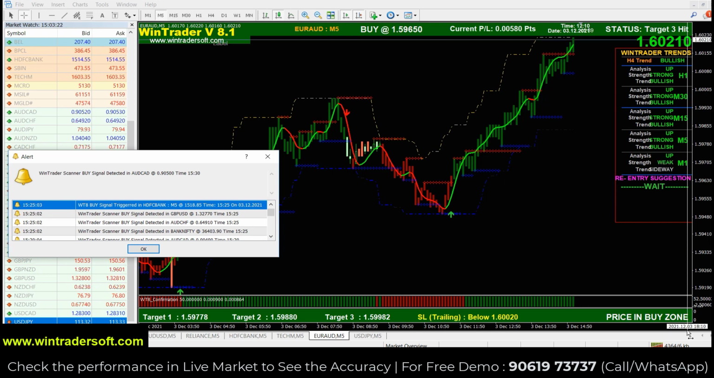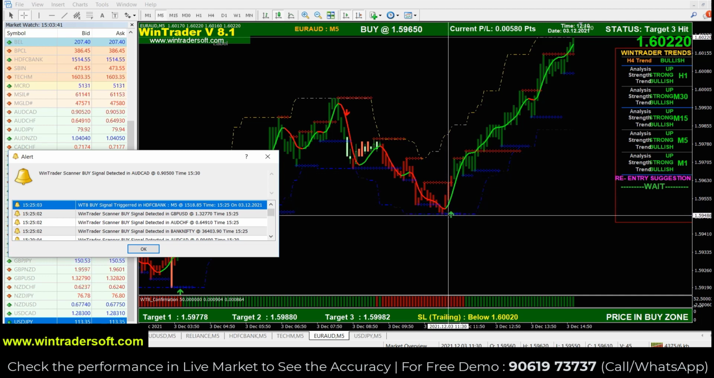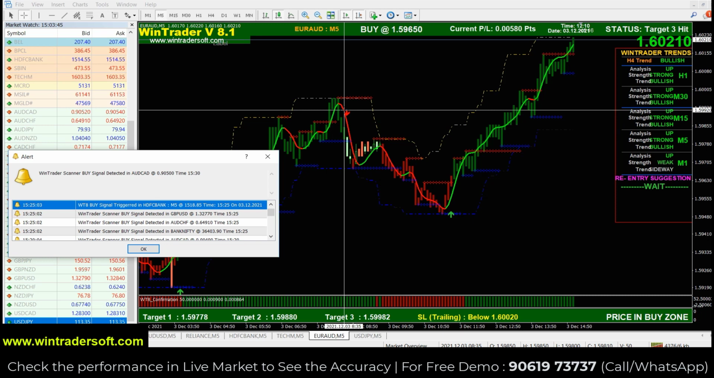In today's video, I am going to show you the live performance of our software running version 8.1, and how our software is supported in Forex trading. For that, I open EUR AUD, that is Euro versus Australian dollar. And you can see in this version the green up arrow is a buy signal and the red down arrow is a sell signal.